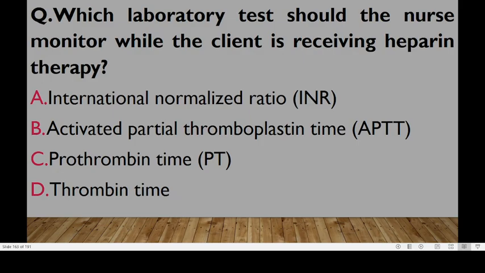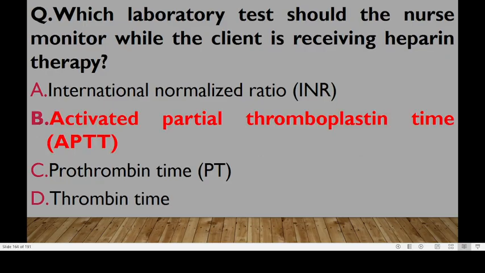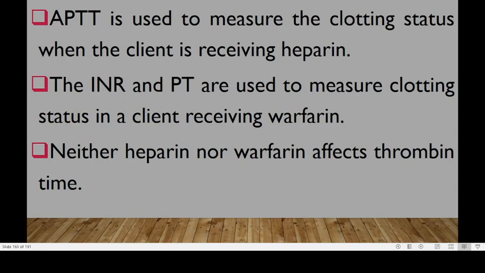Which laboratory test should the nurse monitor while the client is receiving heparin therapy? Heparin therapy, we have activated partial thromboplastin time, APTT. This is normally used to measure the clotting status when the client is receiving heparin. The INR and the PT are used to measure clotting status when a client is receiving warfarin sodium. So neither heparin nor warfarin affects the thrombin time.